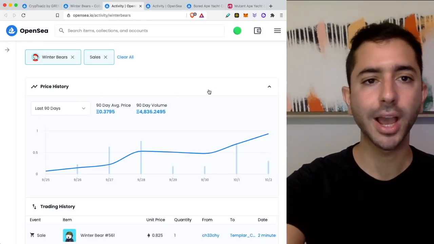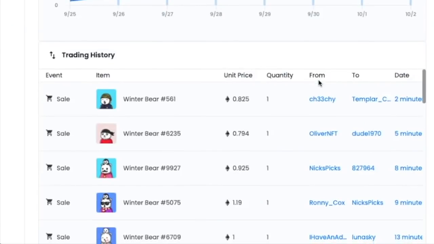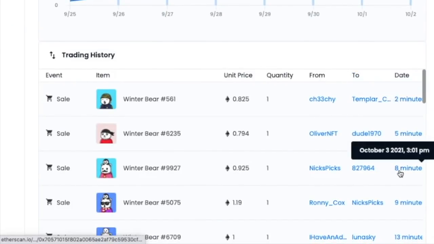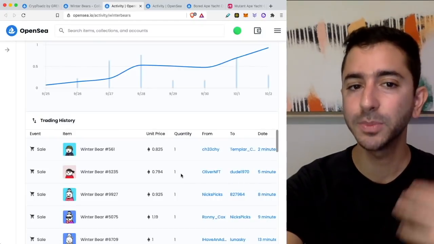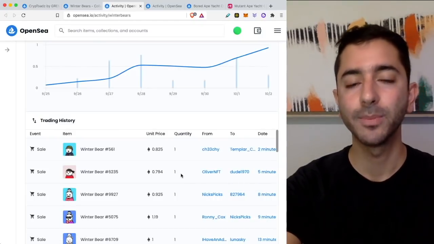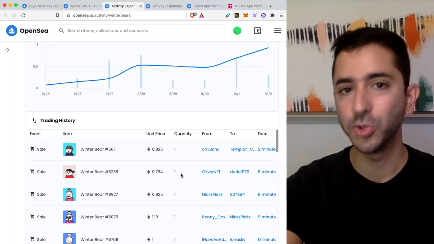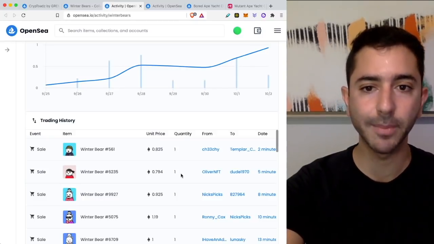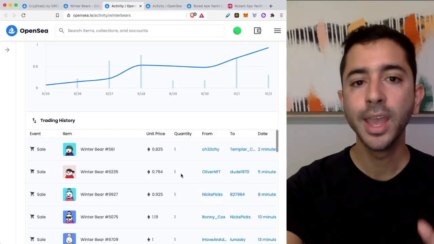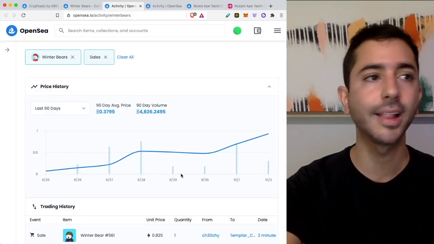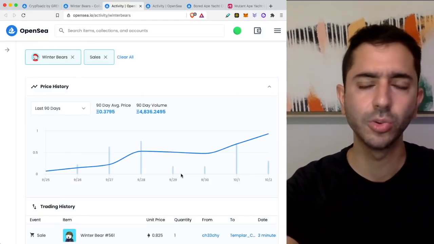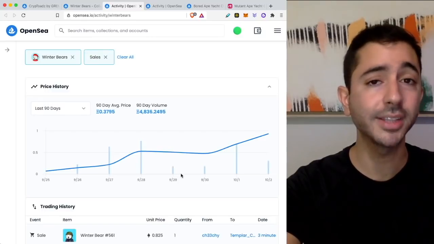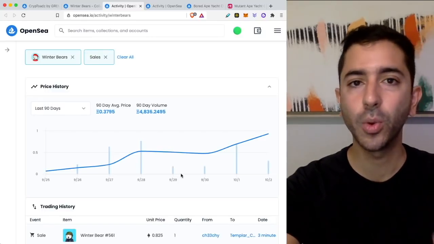So if we're looking at this project for Winter Bears, we can see these are being traded pretty often, right? 2 minutes ago, 5 minutes ago, 8 minutes ago. But in crypto and NFTs, this liquidity can dry up very fast, right? Just because it's being traded now every couple minutes doesn't mean in 2 days or in a week from now it will be the same. But this is what you do want to look out for, right? If you see that someone sets a floor price at, let's say, 0.1, yet it's being traded every hour or every 2 hours, this means that the price is actually too high. No one wants to pay for it.